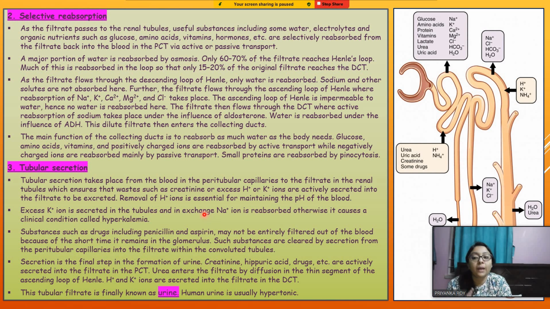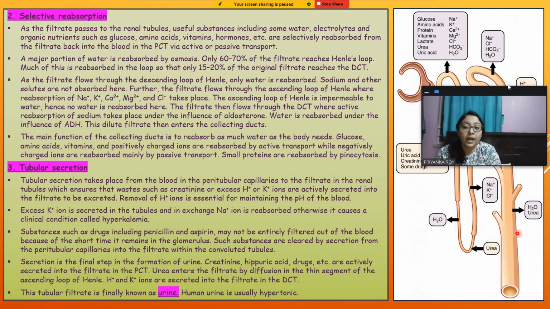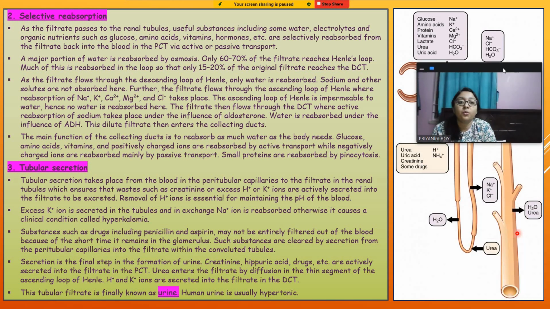Now glucose, amino acids, vitamins and positively charged ions are reabsorbed by active transport while negatively charged ions are reabsorbed mainly by passive transport. Small proteins are absorbed by pinocytosis. So this is selective reabsorption, and just the reverse is tubular secretion. Some substances also need to be secreted inside the tubule so that they are excreted by the urine.